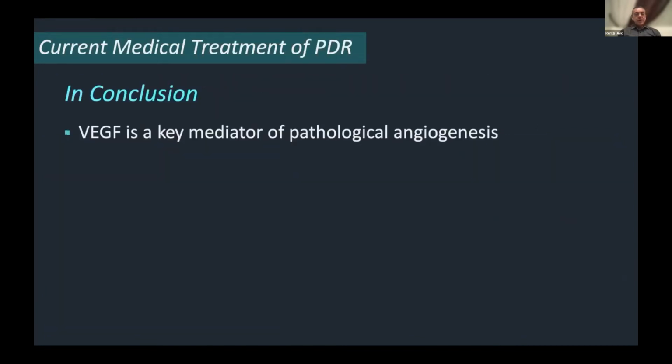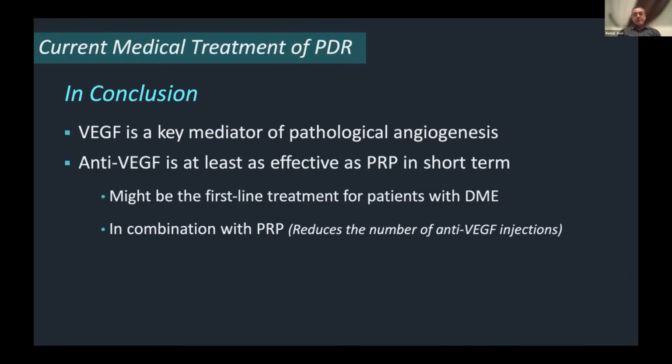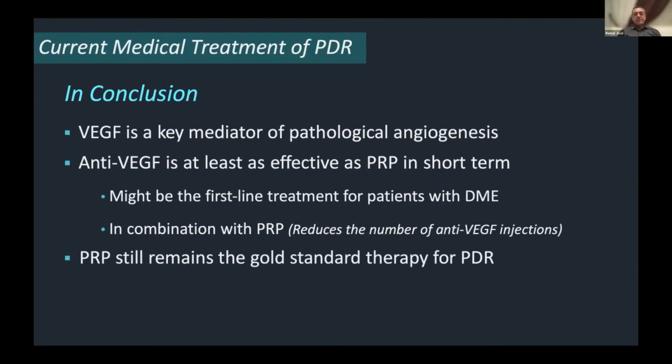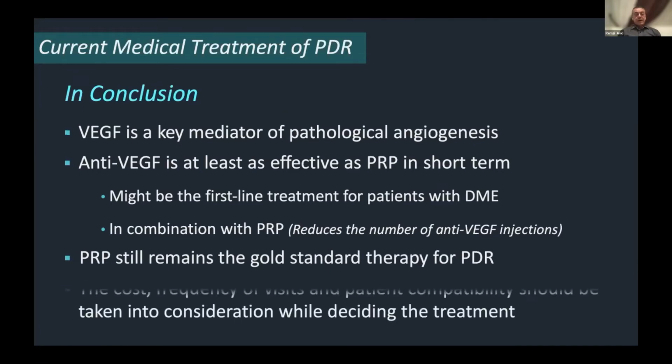So in conclusion, VEGF is a key mediator of pathologic angiogenesis, and anti-VEGF is at least as effective as PRP in the short term. We may prefer anti-VEGF treatment in patients with DME, and also in combination with PRP to reduce the number of injections. However, PRP still remains the gold standard treatment for PDR, at least in my practice. And the cost, frequency of visits, and patient compliance should be taken into consideration while deciding the treatment.